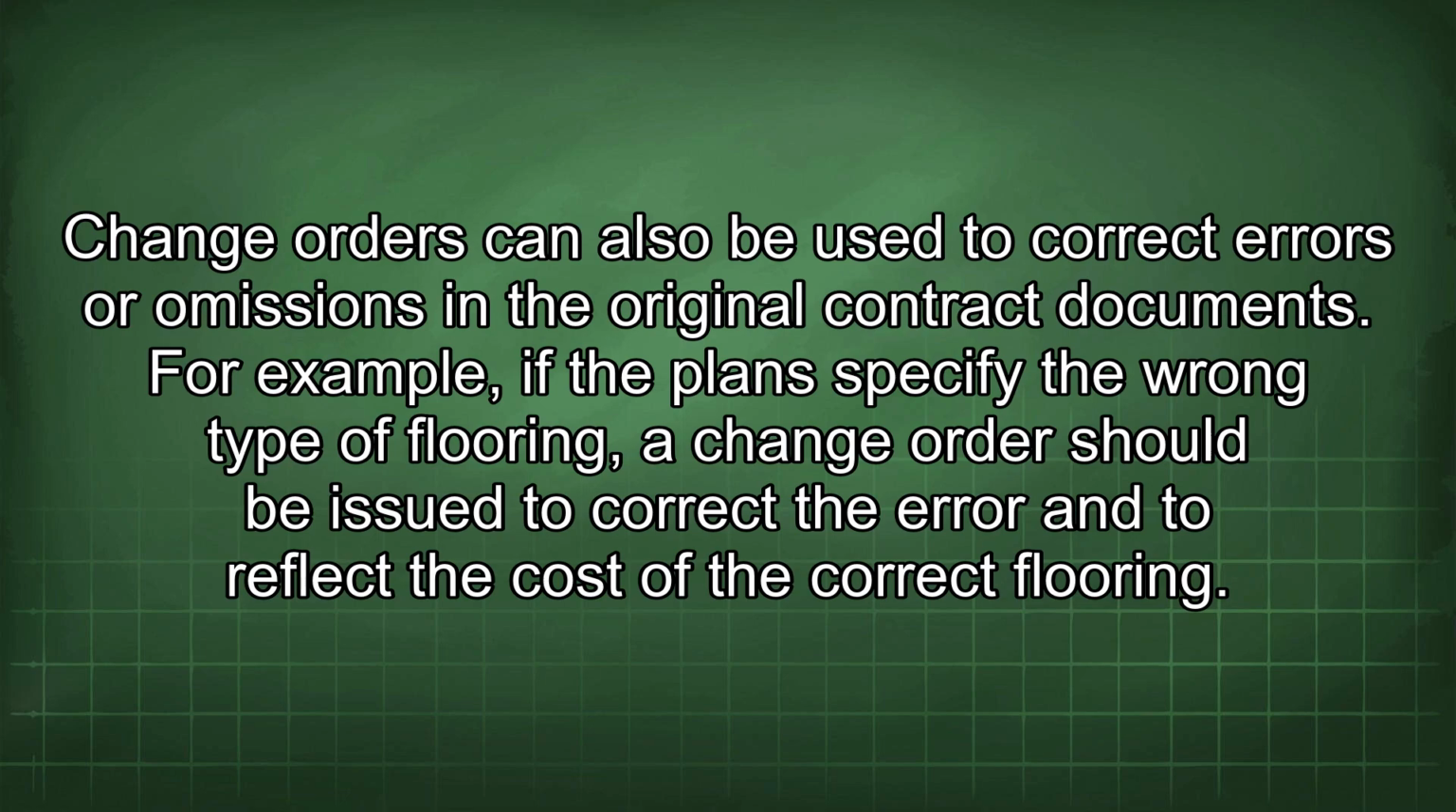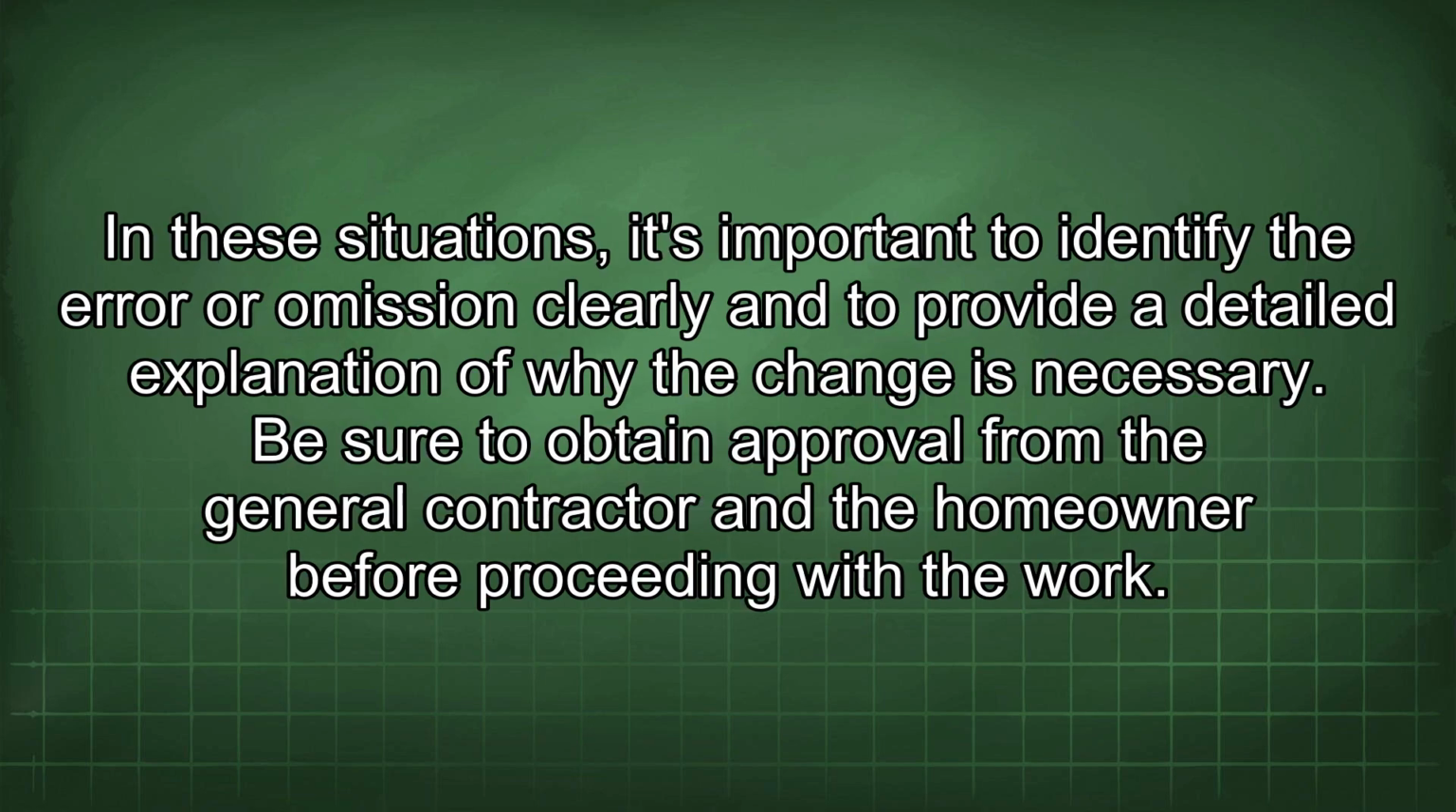Change orders can also be used to correct errors or omissions in the original contract documents. For example, if the plans specify the wrong type of flooring, a change order should be issued to correct the error and to reflect the cost of the correct flooring. In these situations, it's important to identify the error or omission clearly and to provide a detailed explanation of why the change is necessary. Be sure to obtain approval from the general contractor and the homeowner before proceeding with the work.